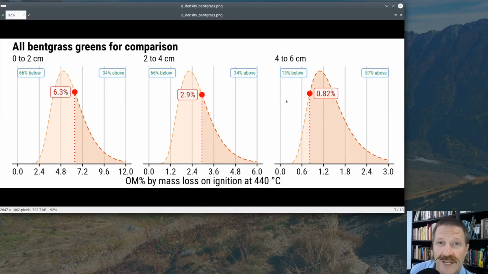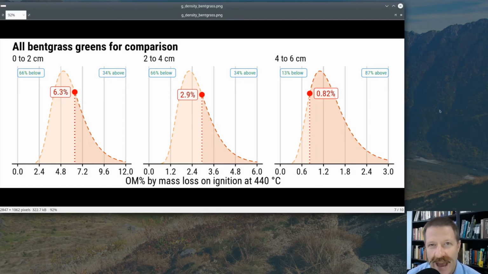87% of bentgrass greens are expected to be above this. And in fact, this curve is going from about 0.4% up to a cutoff at about 3% because we just don't expect to see a lot of bentgrass green samples at the 4 to 6 centimeter depth testing above 3% in total organic matter. I think this chart is probably my favorite because it packs a lot of information.